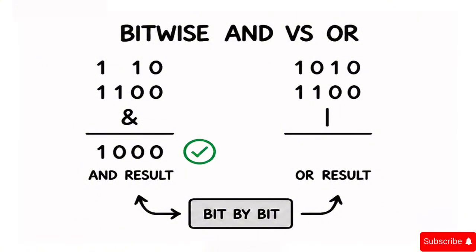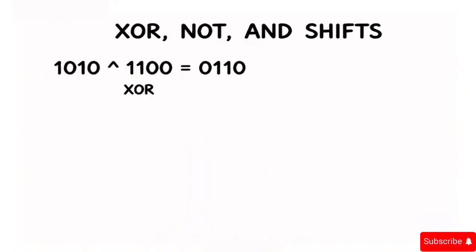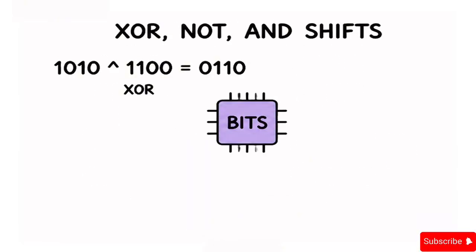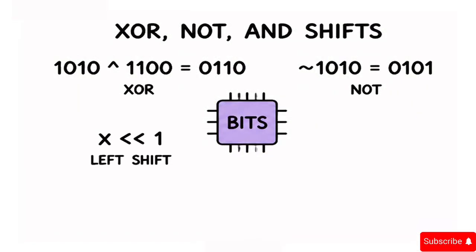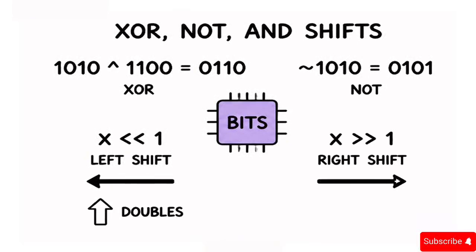Bitwise OR gives a 1 if either bit is 1, giving 1110. Bitwise XOR returns 1 when bits differ. Bitwise NOT flips every bit. We also have shift operators. Left shift moves bits left, doubling the number. Right shift moves bits right, halving the number.